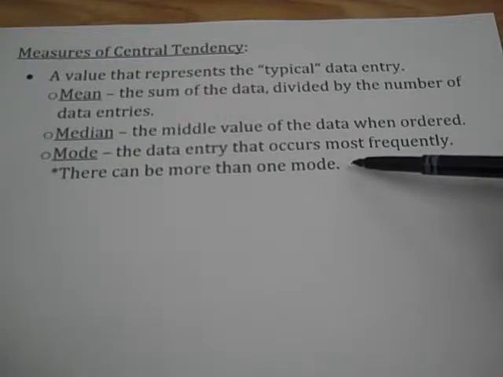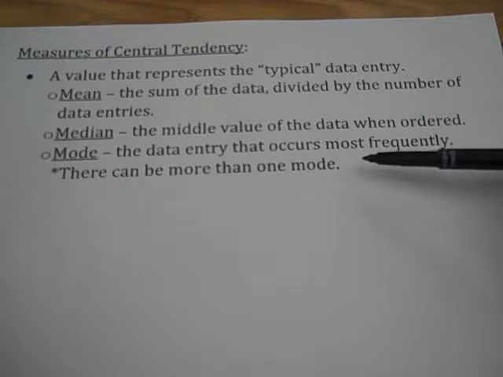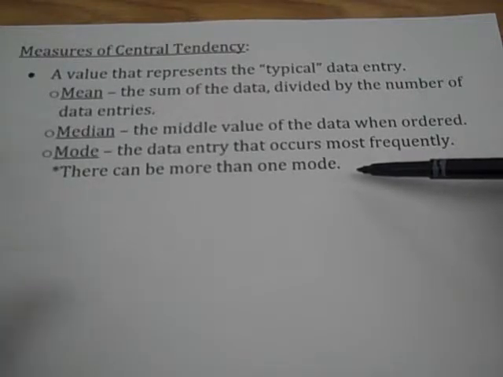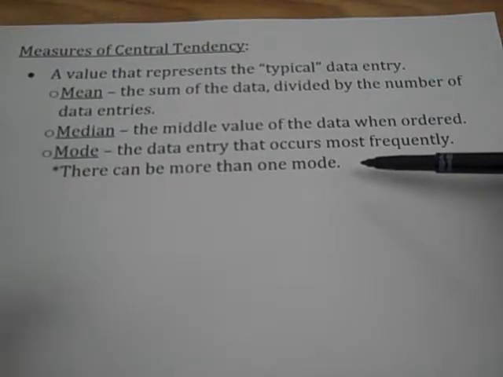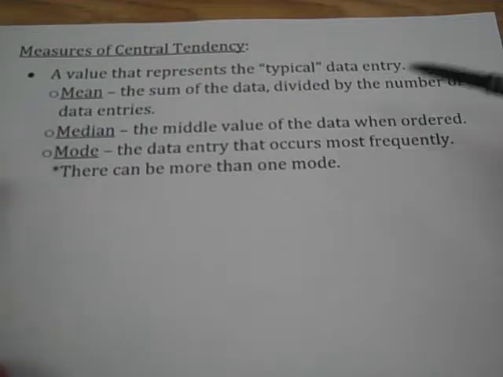You can have no mode, which means there's no data point that occurs most often. You could also have more than one mode, meaning maybe 2 or 3 data points occur at the same frequency that is higher than all the rest.